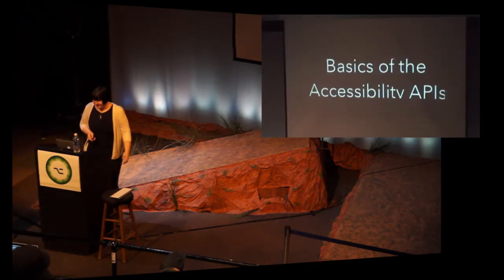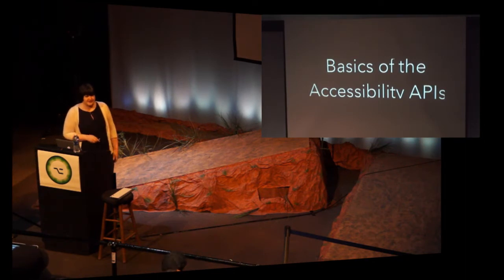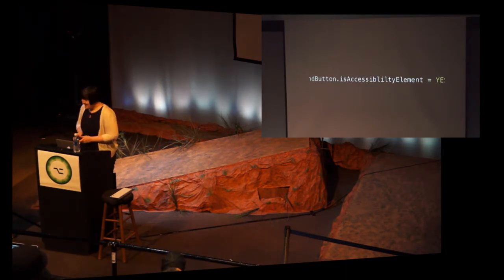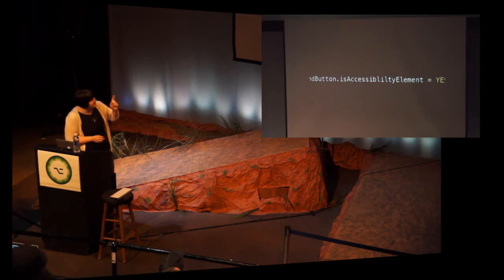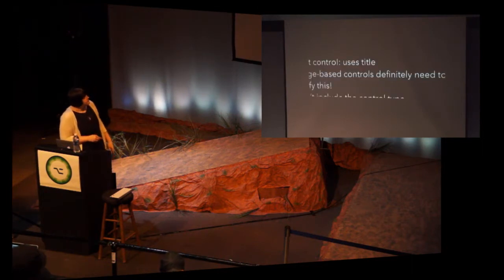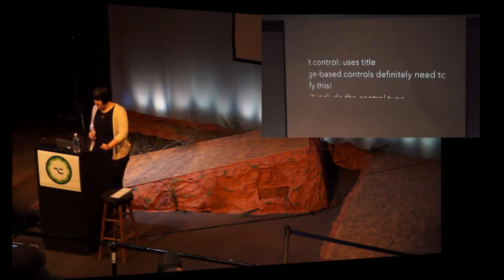Yay. Cool. So there are a few basic things you can do to make things in your app accessible. I seem to have lost some of the screen resolution, but basically, this says sendButton.isAccessibilityElement equals yes. You don't always have to enable accessibility on every single thing, because if you're using a view as a container for other things, you might not necessarily need it.